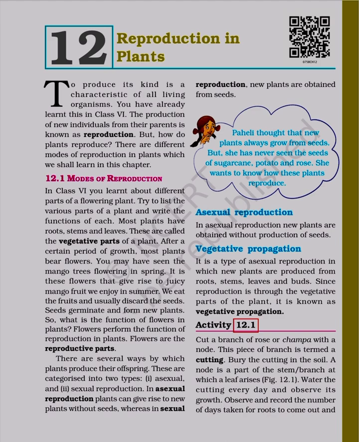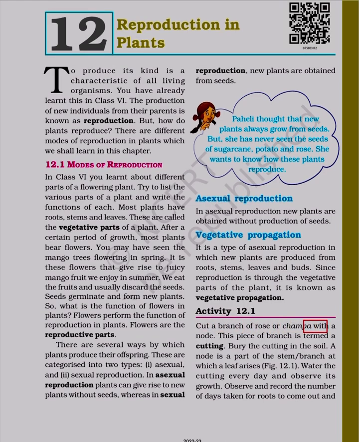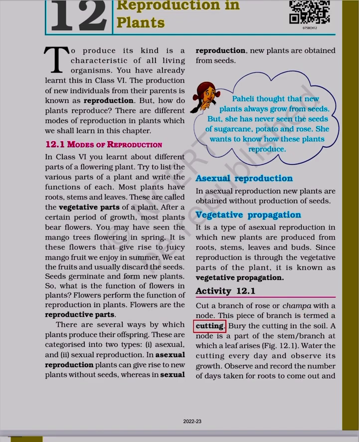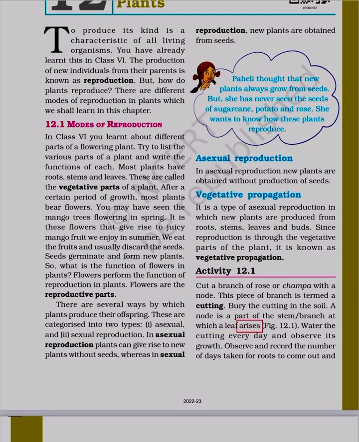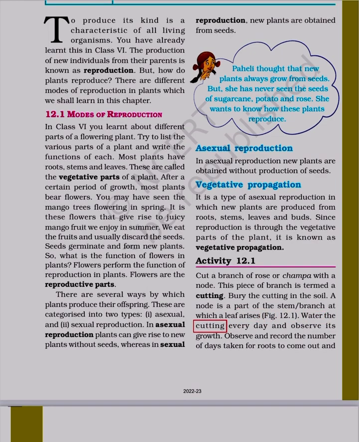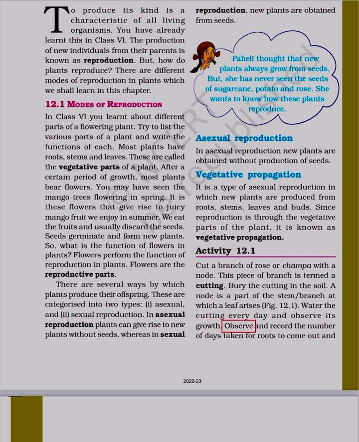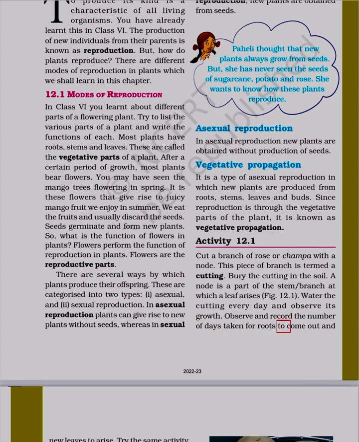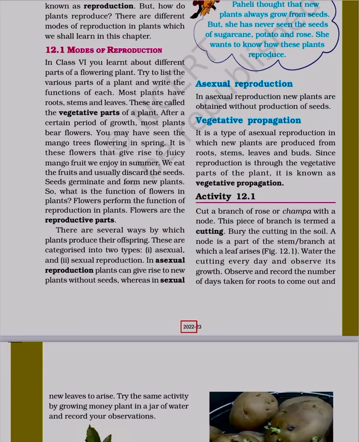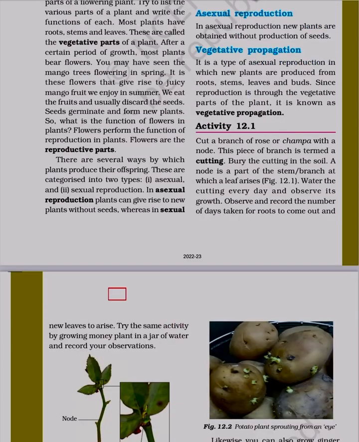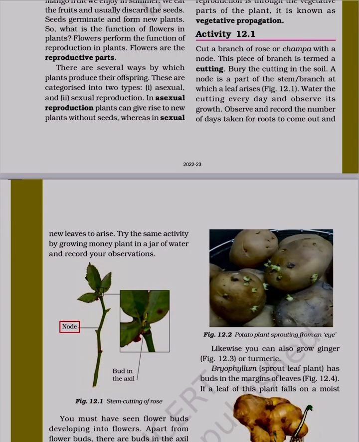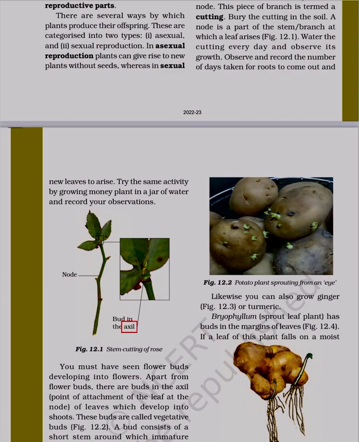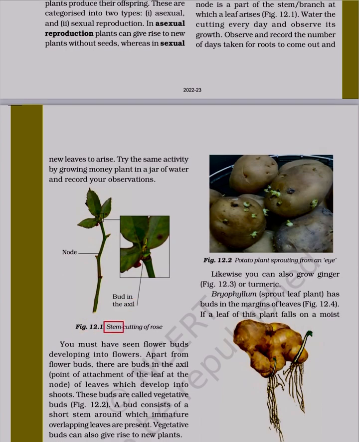Activity 12.1. Cut a branch of rose or champa with a node. This piece of branch is termed a cutting. Bury the cutting in the soil. A node is a part of the stem branch at which a leaf arises. Figure 12.1. Water the cutting every day and observe its growth. Observe and record the number of days taken for roots to come out and new leaves to arise. Try the same activity by growing a money plant in a jar of water and record your observations. Node. Bud in the axil. Figure 12.1 Stem cutting of rose.